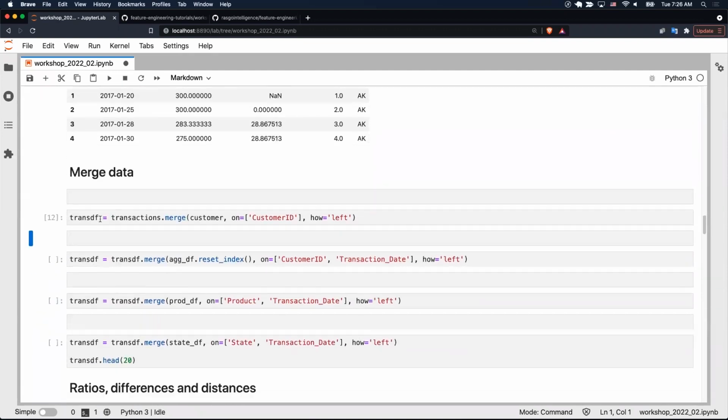Next, take that existing data set. This is the customer aggregation data. So we want to merge that back in on customer ID and transaction date. Then merge that existing data set, all of that, to the product aggregations that we created, this time on product and transaction date. And then finally merge the state into all of that on the state and transaction date.